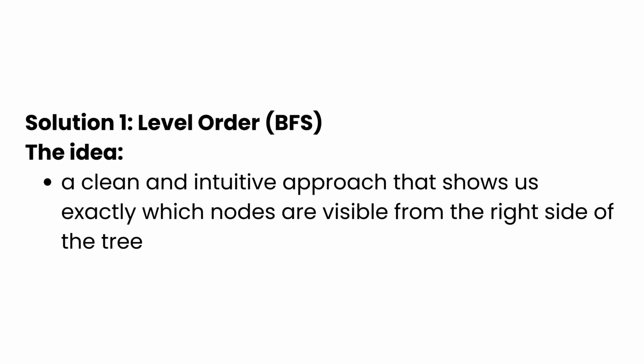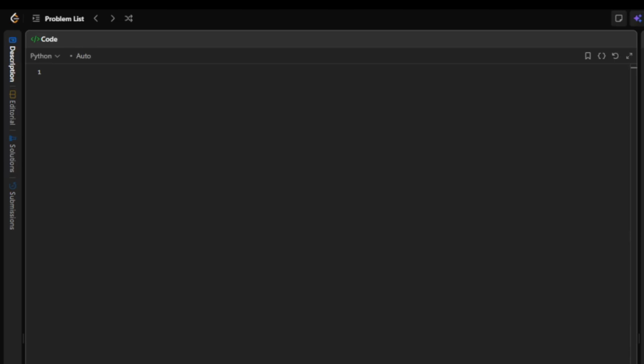Now, let's break down the first Python solution for binary tree right side view, a clean and intuitive approach that shows us exactly which nodes are visible from the right side of the tree. Here we're setting up the solution class. This is the container LeetCode uses to run the code. Think of it as the outer shell of our solution. This defines the main function. It takes the root of a binary tree and will return the list of nodes you'd see if you were standing on the right side of the tree.